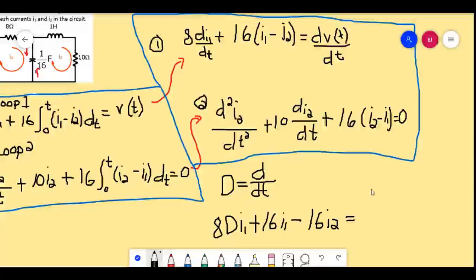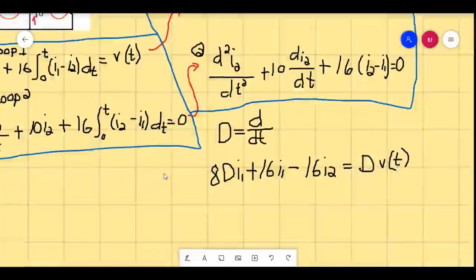Then we also have our dvt over dt. So we replace d over dt as a big letter D times vt. Okay. So this would now be our new equation 1.